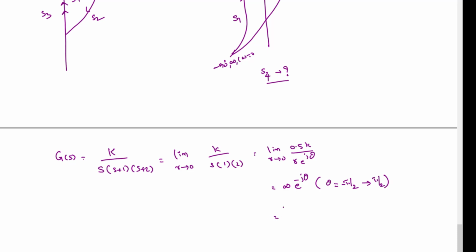Why I have taken this, whether it is going in the same direction or not, I wanted to see. So, when I am substituting the value of pi by 2, this is infinity, it is e to the power of j pi by 2. So, to infinity e to the power of minus pi by 2. So it is traveling easily from plus pi by 2 to minus pi by 2. So we are sure of how it is traveling.